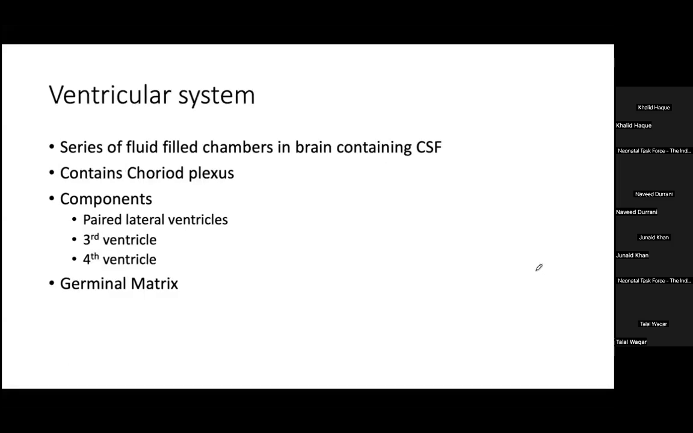Then finally, a few words about the ventricular system. These are the fluid-filled chambers within the brain and contain the CSF. They contain the choroid plexus and germinal matrix, and their components are the paired lateral ventricles, the third ventricle, as well as the fourth ventricle.